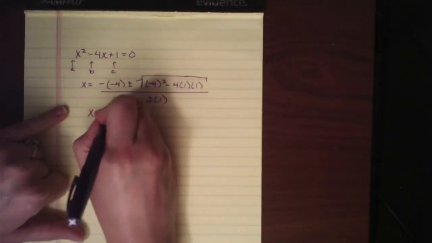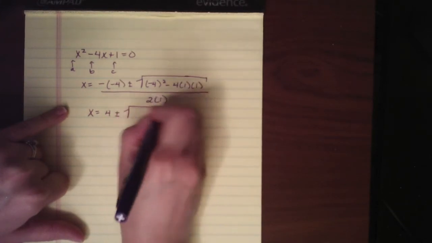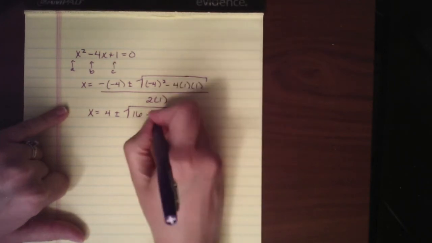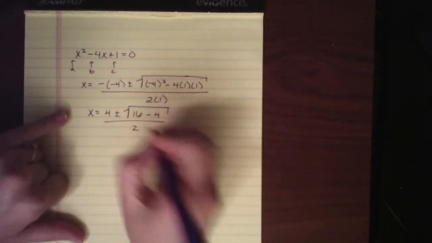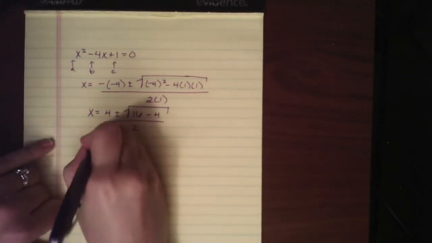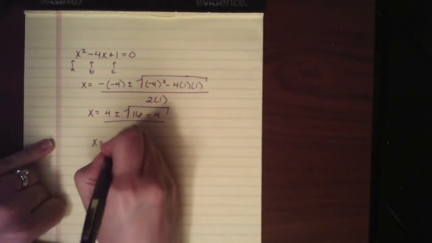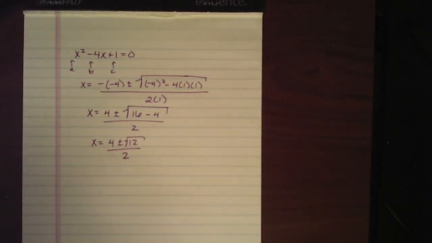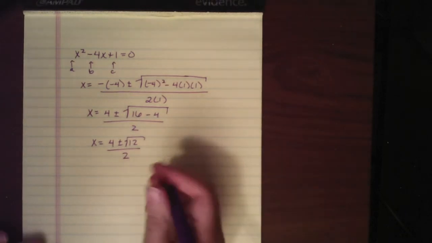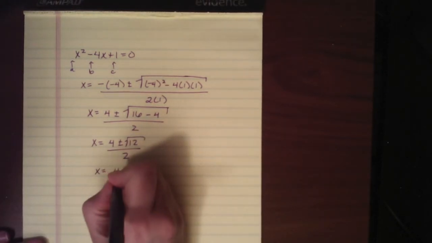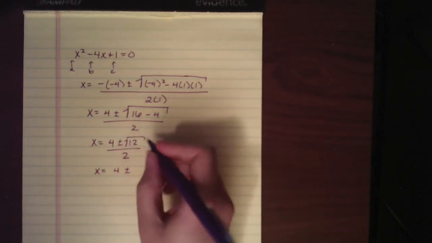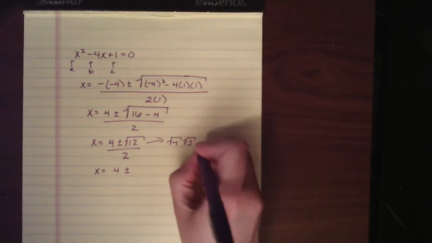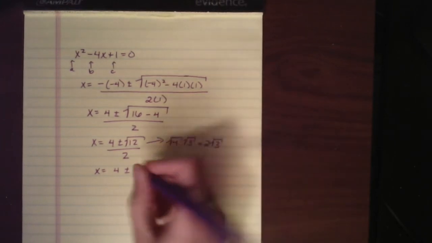So opposite of b is going to give me positive 4, plus or minus square root of b squared is 16, minus 4 times a times c would just be a minus 4, over 2. 16 minus 4 is 12. So 4 plus or minus root 12 over 2. The book does simplify these as much as possible. So it'll have 4 plus or minus. If we split up that root 12 into a root 4 root 3, we can see that that simplifies to 2 root 3.